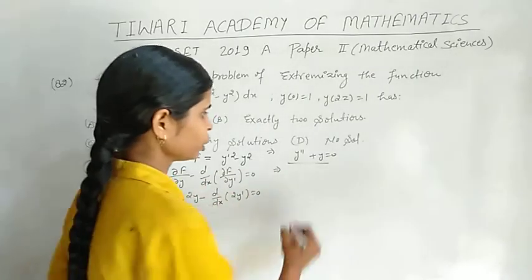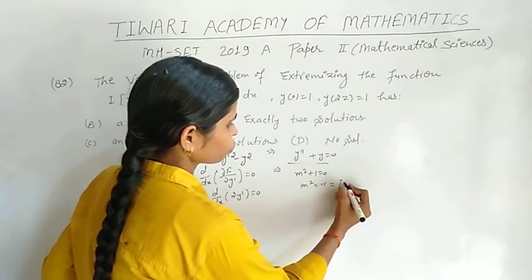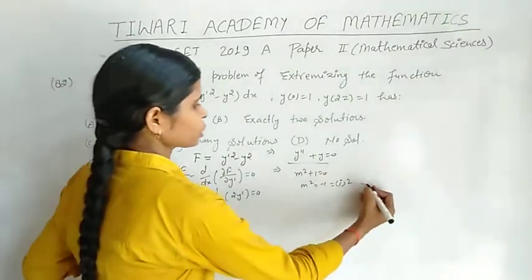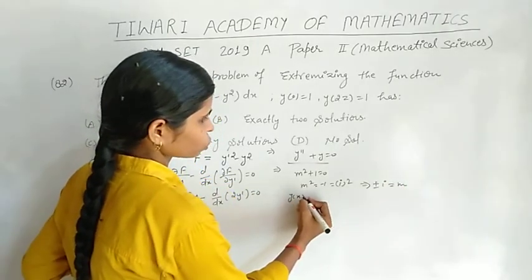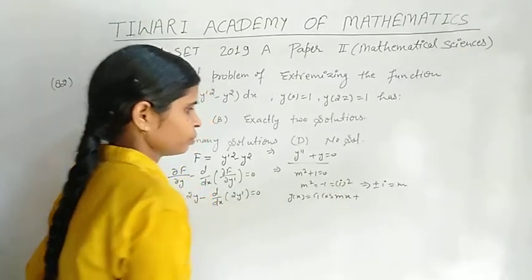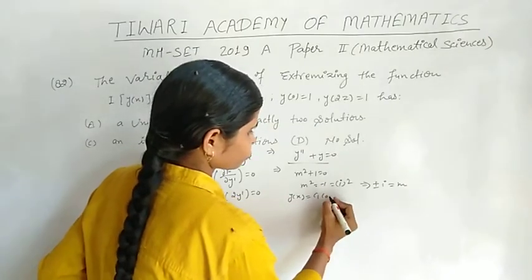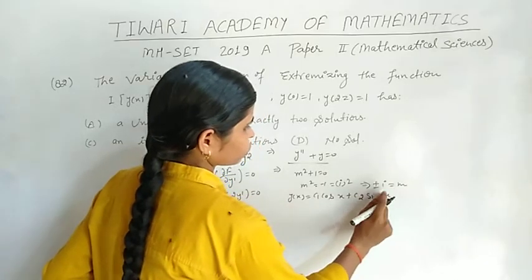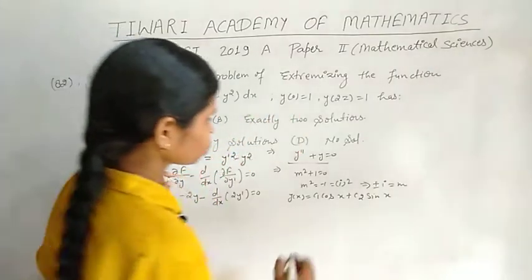So we make auxiliary equation m square plus 1 is equals to 0, m square is equals to minus 1, is equals to iota square. M square is equals to iota square, m is equals to plus minus iota. Its solution, y of x is equals to c1 cos mx, c1 cos x plus c2 sin x.